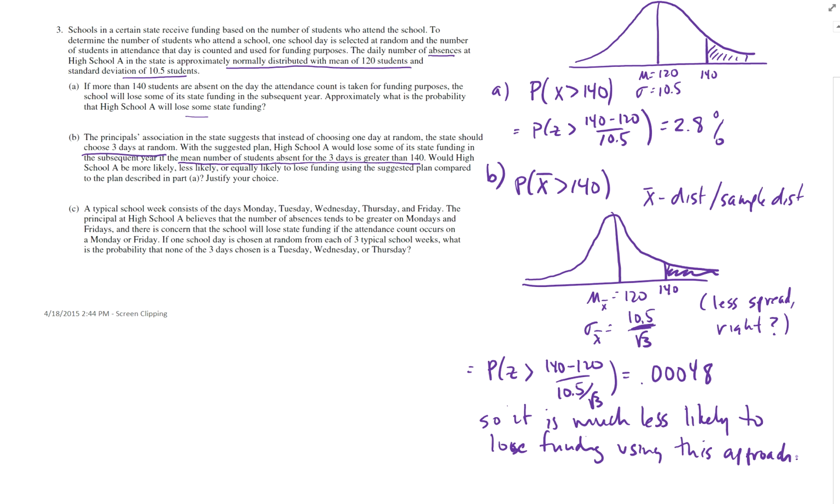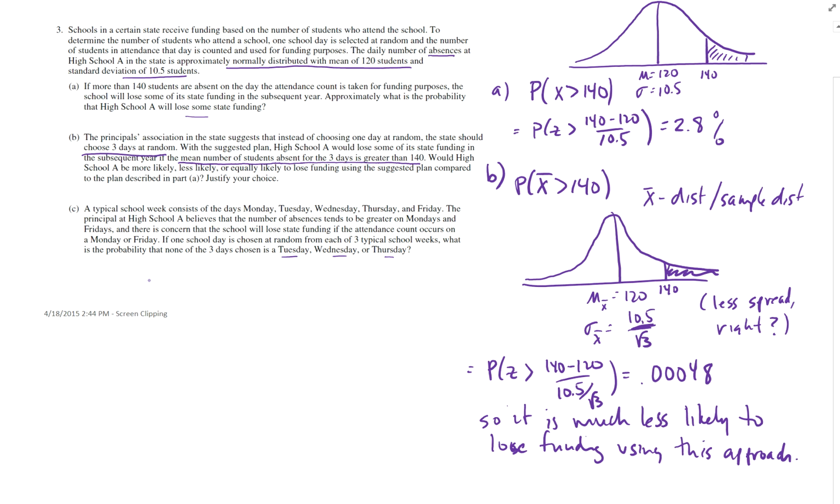Okay. All right. C. Typical school week: Monday, Tuesday, Wednesday, Thursday, Friday. The principal believes that the number of absences tends to be greater on Mondays and Fridays. There's concern that they will lose funding if the attendance count occurs on Monday or Friday. If one school day is chosen at random from each of 3 typical school weeks, what's the probability that none is a Tuesday, Wednesday, or Thursday?